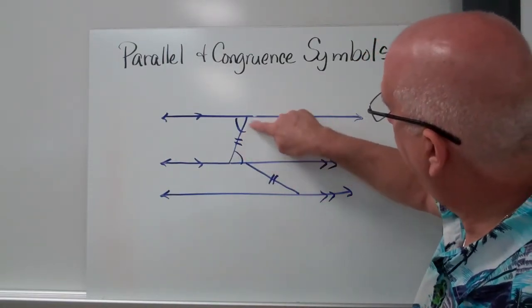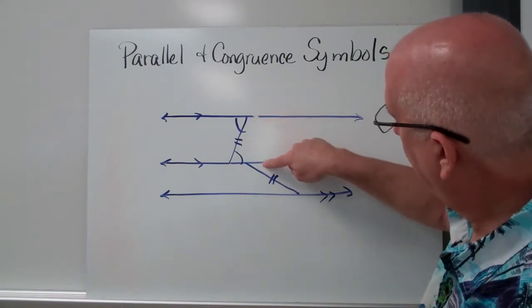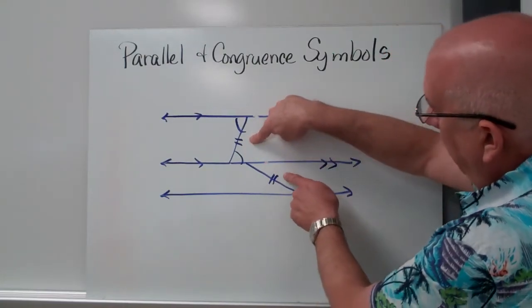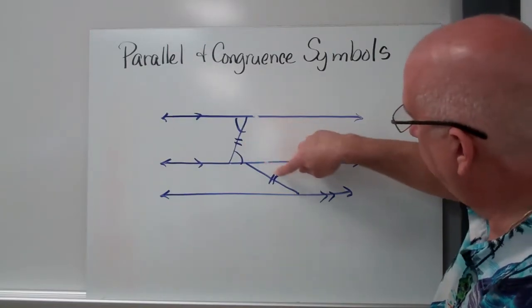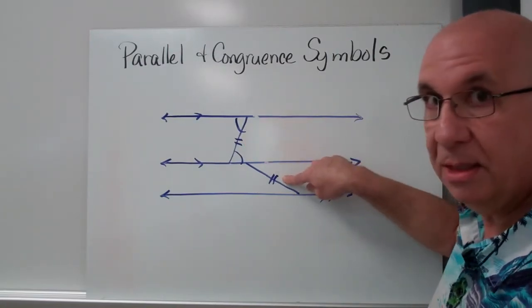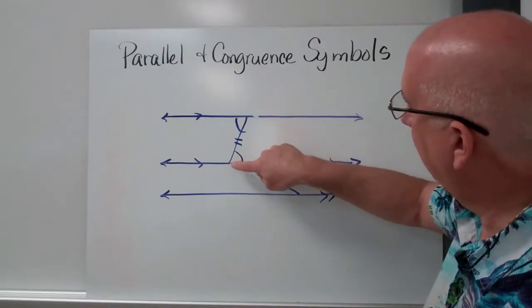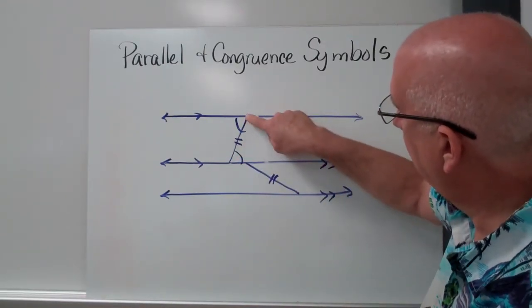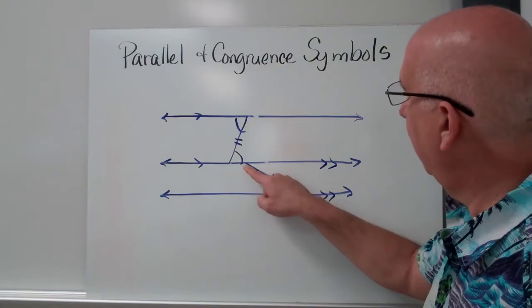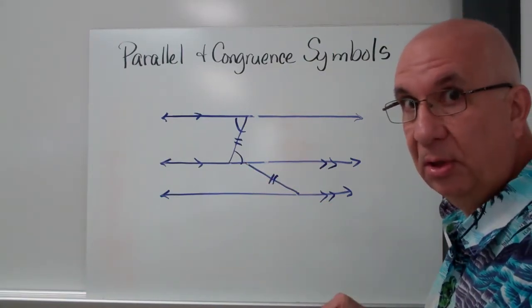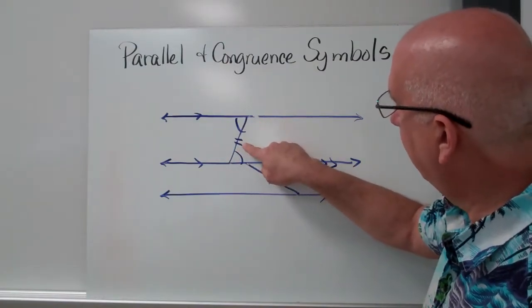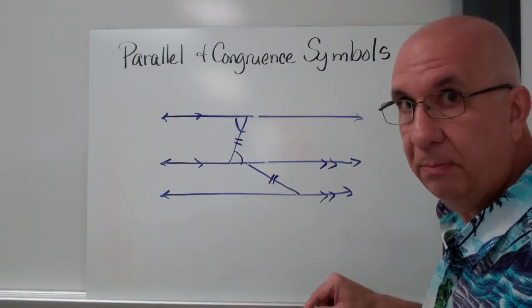We know that this line segment here and this line segment here are congruent. They're marked with a double hash here, a double strike. That's a symbol for congruence. That means that the distance from this point to this point is exactly the same as the distance from this point to this point. Even if it doesn't look like it, if it says that it is equal.